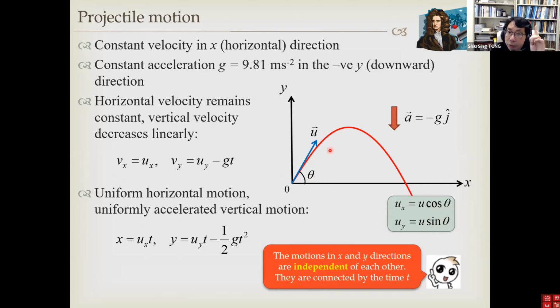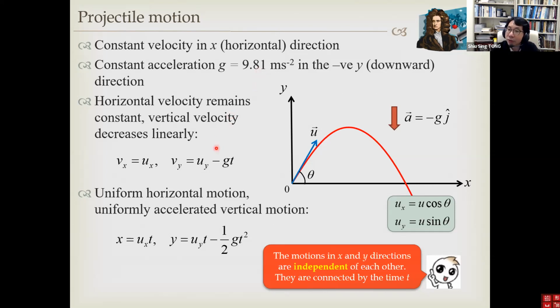And because we choose the y direction to be the vertical direction, the acceleration due to gravity is always downwards, and expressed as a vector is given by minus g j. Here j is a unit vector, and minus j is in the downward direction. That's how we express the acceleration. And of course, g takes on the value of 9.81 meters per second squared, which you learned in high school. That is the average value for the acceleration due to gravity on the surface of the Earth.